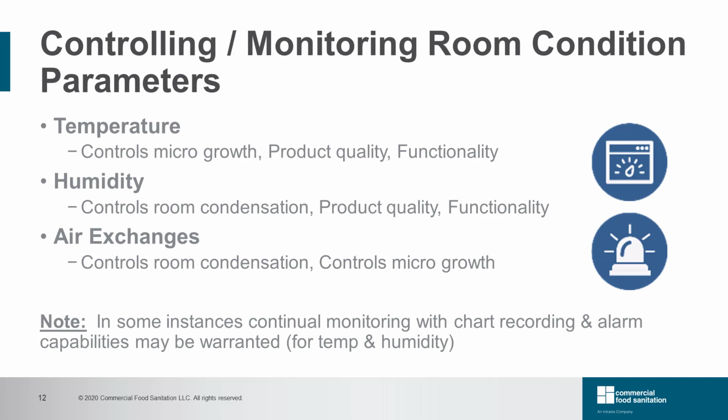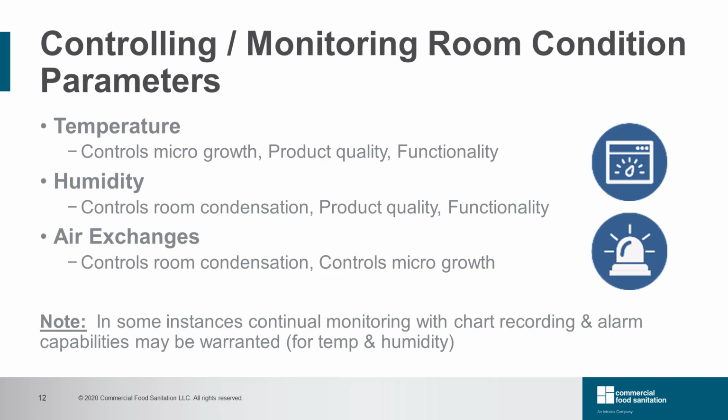Room condition parameters are dictated by the type of product being manufactured and the product sensitivity. Lower temperatures help control the growth of microorganisms in the environment. Some products require specific temperatures to achieve the desired product quality and functionality. Humidity controls room condensation, which is an adulterant if it falls onto product. Humidity can also affect the quality and functionality of the product being produced.